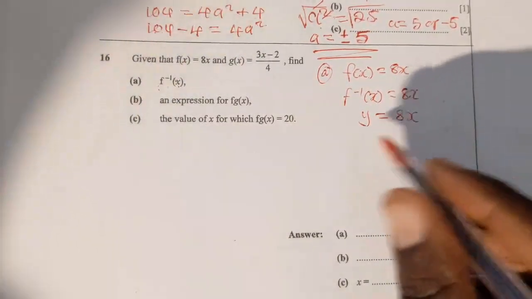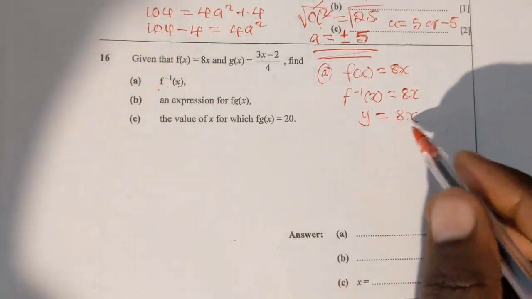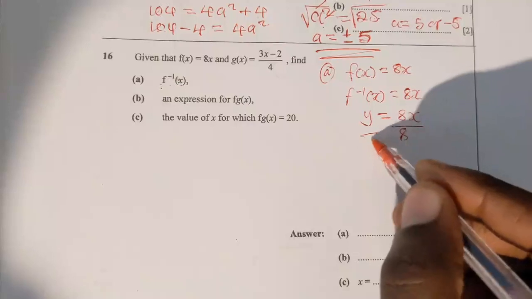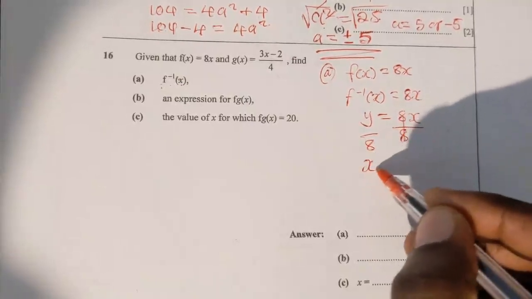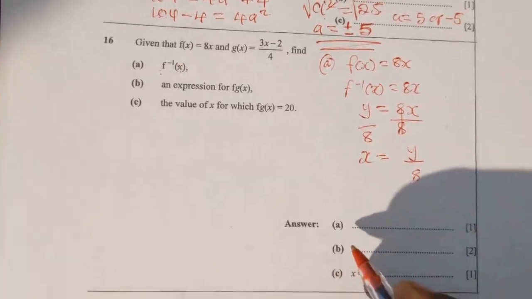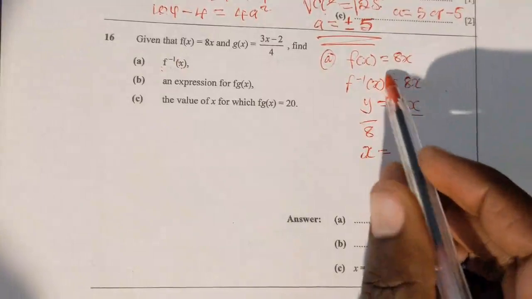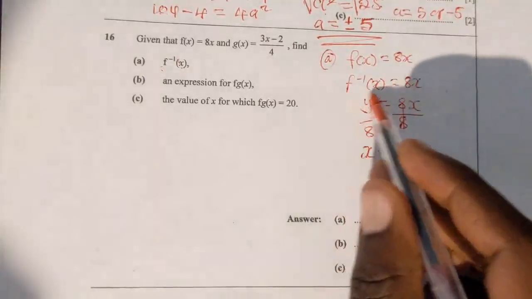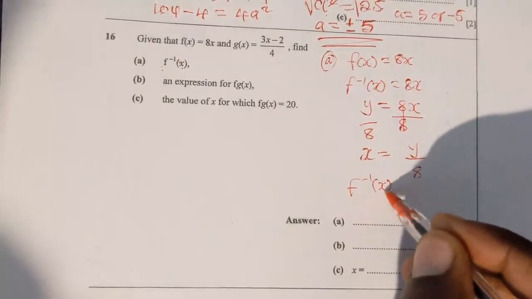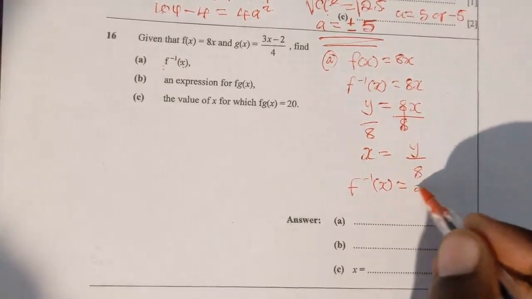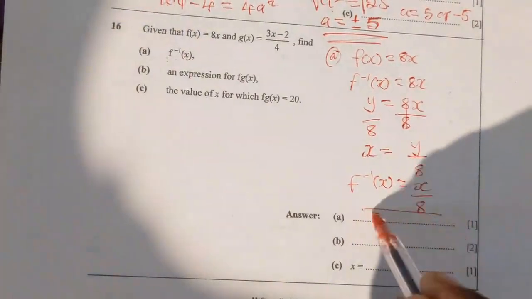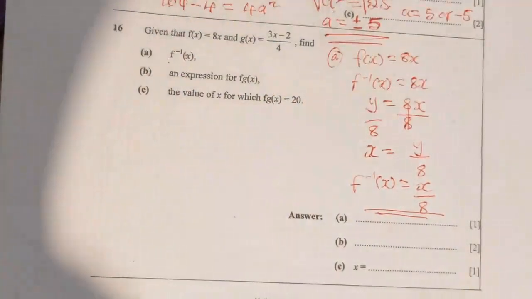From here now you find the value of x. So the value of x will be y over 8, then x is equal to y over 8. Then this changes to f inverse of x, so it changes to f inverse of x is equal to, then y changes to x, it will be x over 8. So this is the first answer that you're supposed to put there.